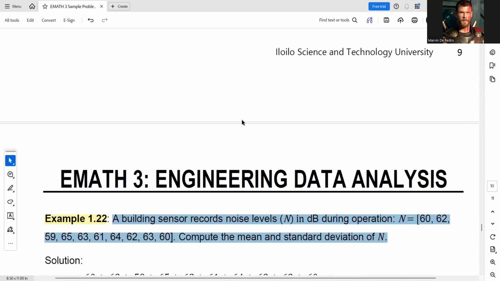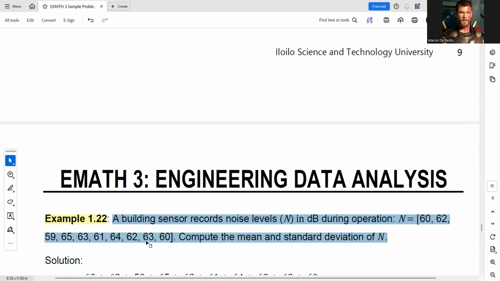Okay. So it says building sensor record noise levels, which we denote as letter N in decibel during operation. And the data set is right here. We have 60, 62, 59, 65, 63, 61, 64, 62, 63, and 60. So compute the mean and standard deviation of N, right?